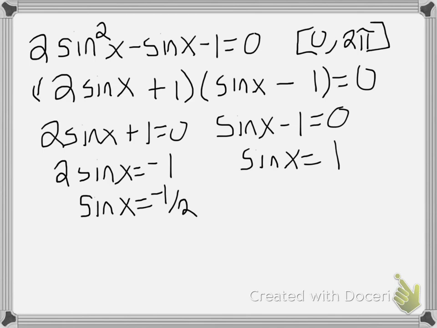The first one should come very easily to you. Sine of x equals negative 1/2. Well, that's quadrants 3 and 4 of that pi over 6, right? So those answers are going to be 7 pi over 6 and 11 pi over 6.